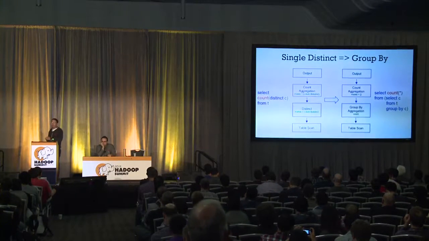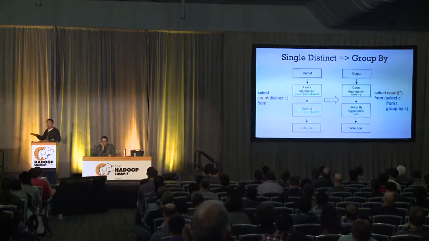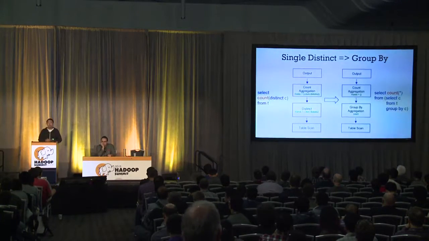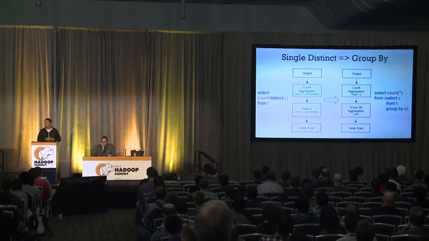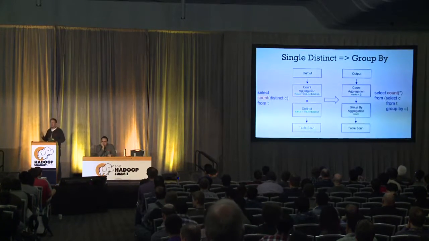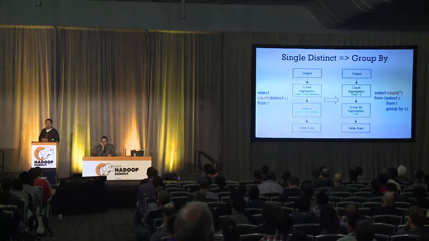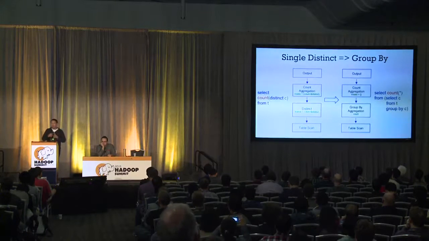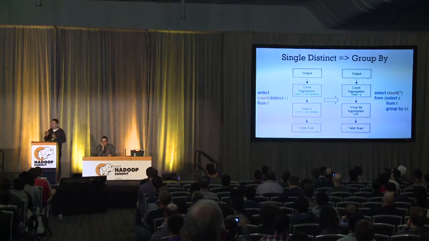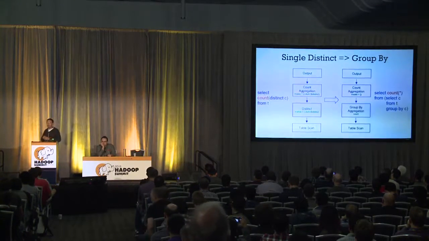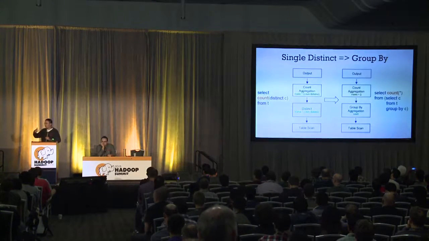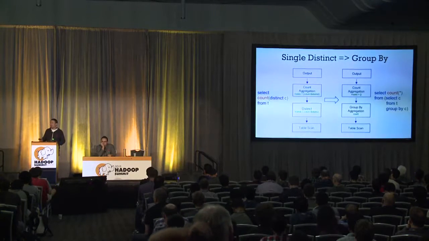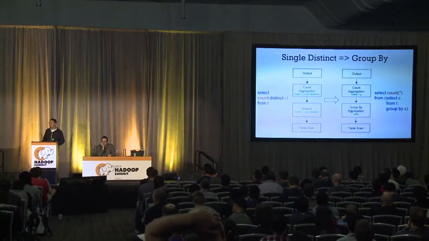This can be optimized. We can rewrite it in an optimized way, where we do a table scan first, then we do a partial group by based on the distinct column, and then we do a final aggregation. Then we are done. In this way, the distinct computation is distributed, and also the network load between the partial aggregation and the final stage is reduced. This will improve the query performance.